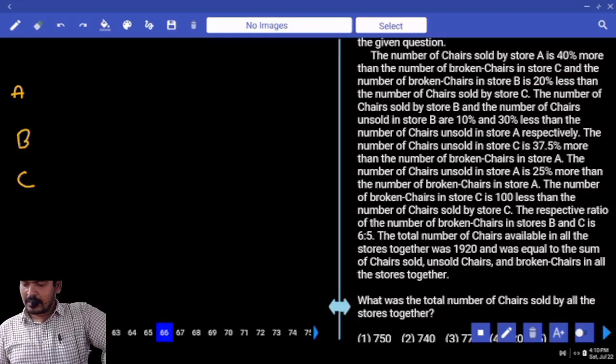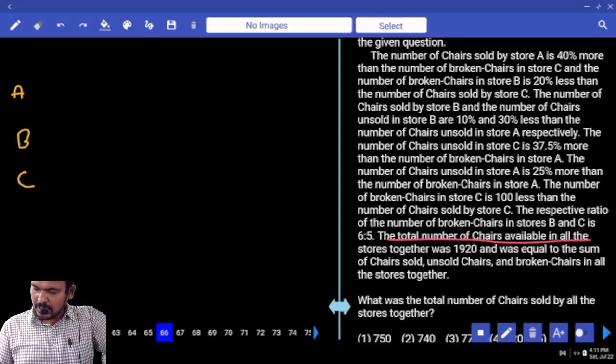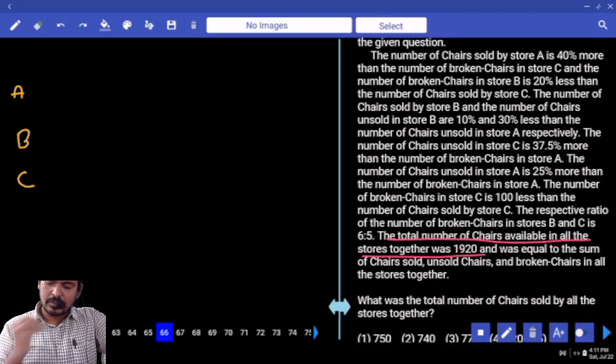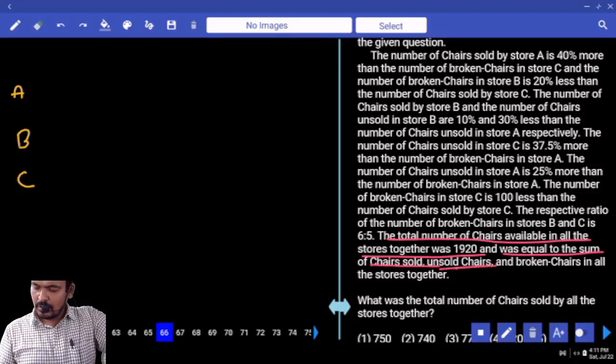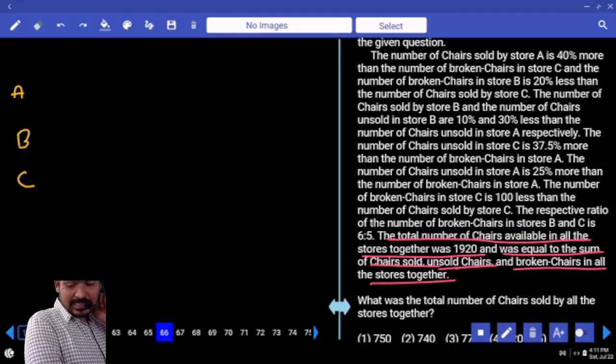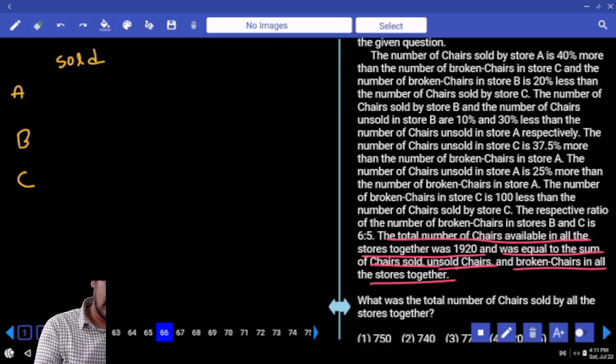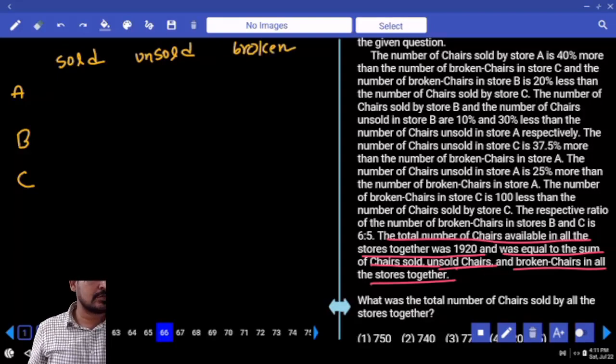What is the last line given? The total number of chairs available in all the stores together was 1920, and was equal to the sum of the chairs sold, unsold and broken in all the stores together. Means total chairs are split into 3 categories: one sold, another unsold, next one broken. Every store has 3 categories.